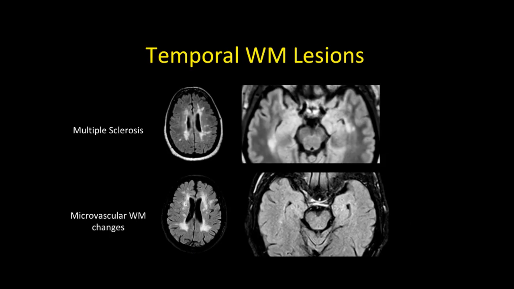Another good place to look for increasing our specificity and confidence when we're interpreting an MS study are inferior temporal lobe white matter lesions. You can see in the top row, the patient with the multiple sclerosis has bilateral white matter lesions in the inferior temporal lobes. And in the patient below, in the chronic microvascular white matter changes, which are pretty extensive supratentorially on the axial image, there's a relative paucity of white matter change in the temporal white matter.